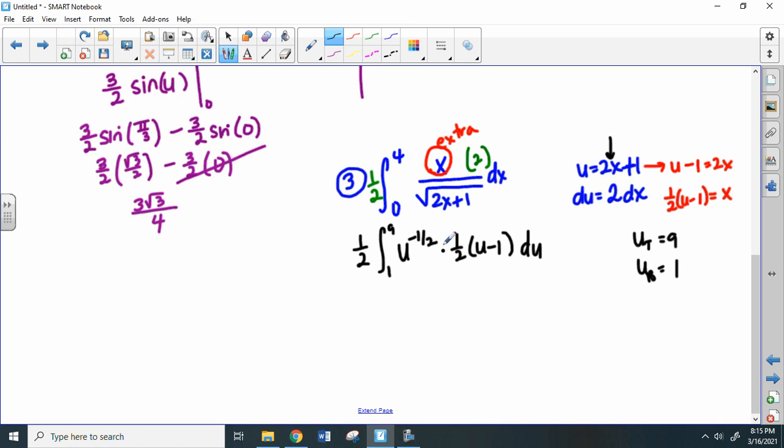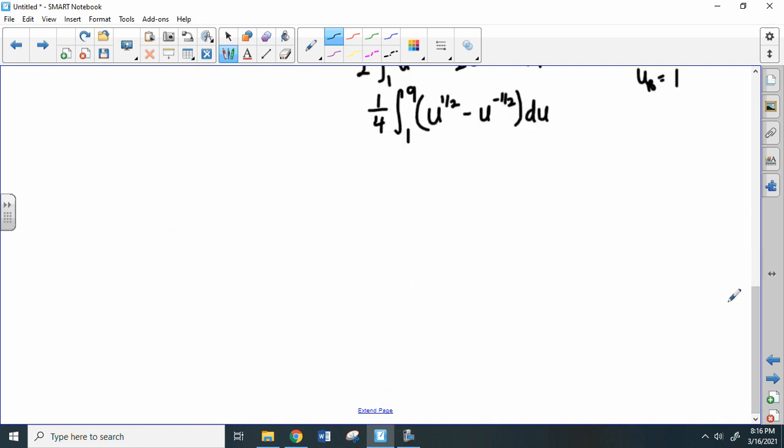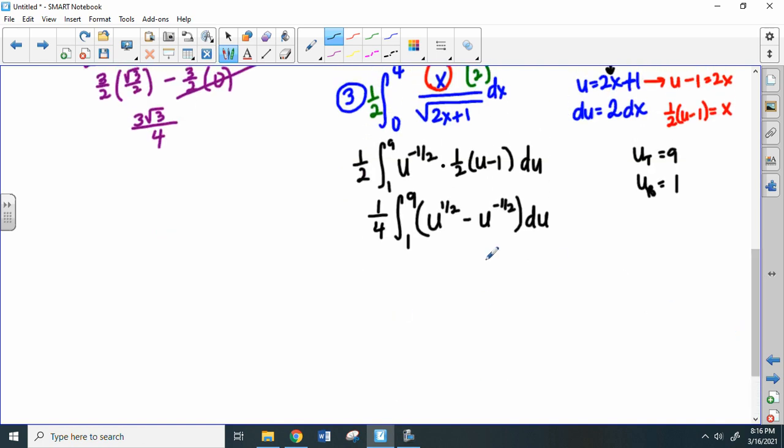All right, now I need to do a little bit more simplifying before I can actually integrate. So I'm going to pull this 1/2 to the front, and that makes a 1/4. And I'm going to distribute my u to the negative 1/2 into my parentheses, since I don't have a product rule. All right, and that is a little bit easier to work with. Okay? All right, sorry, I didn't mean to roll up so fast.